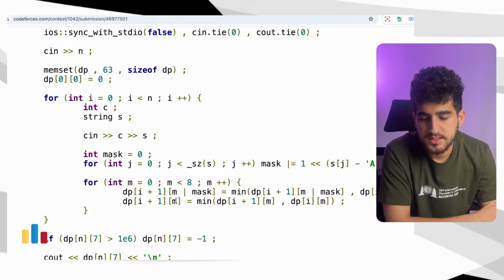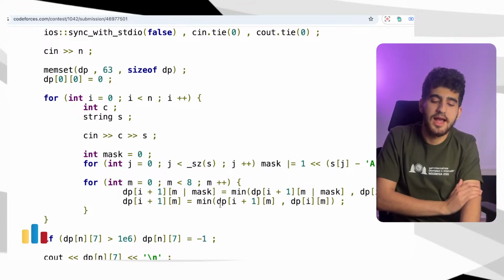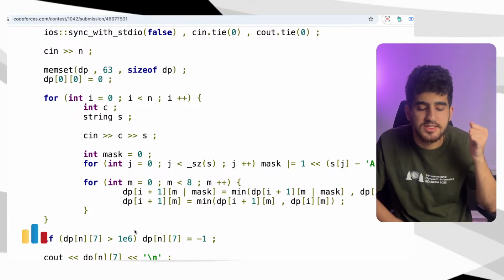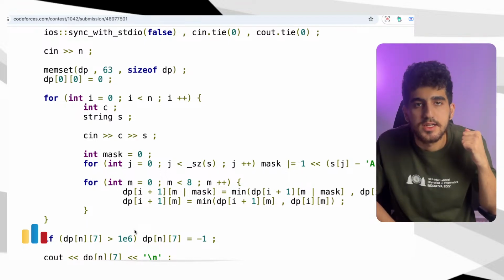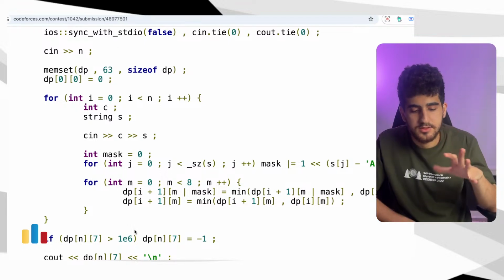And dp of I plus 1 and m, this is the case that we ignore, is going to be minimum of dp of I plus 1 m and dp of I and m. At the end, I say that if dp of n and 7 was greater than 10 to the power of 6, it means that its value has not changed. It means that I have not found any way to make all the vitamins.